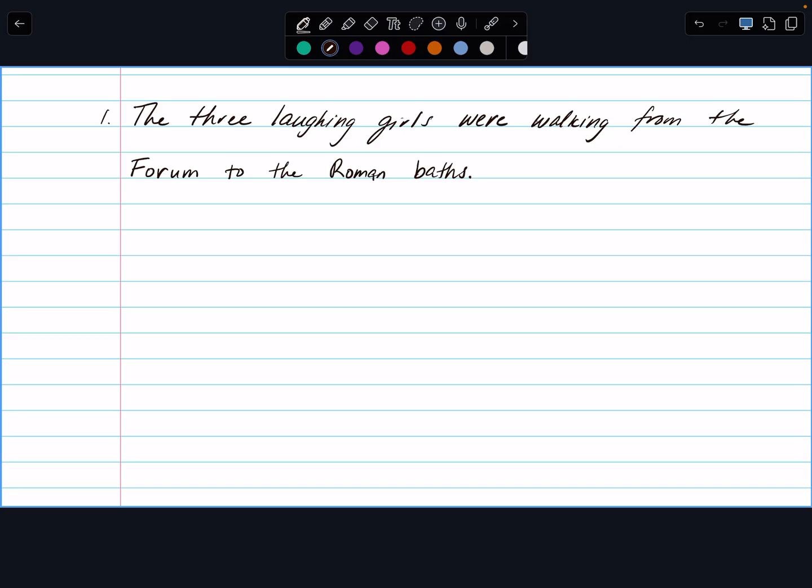Okay, so your sample sentence here: the 3 laughing girls were walking from the forum to the Roman baths. Okay, lots of words. Some of them probably unfamiliar to you. Worry not, you'll learn what those things are later. Now, first things first, whenever you look at a sentence, it's always a good idea to find the verb. Find the verb. Remember, the verb is an action word or a state of being. Okay, so what word, Tenzin, is our verb here?